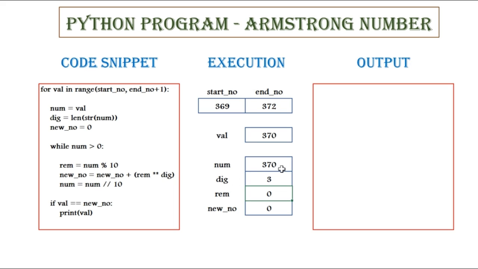And now the value of num will be 37. While 37 greater than 0, that is true. So the value of remainder is now going to be 7, which will get stored here in this remainder variable. Then new number equal to 0 plus 7 power 3, which is 7 into 7 into 7, that is 343. And that 343 is now going to be stored in this new number. So this new number is going to be updated to 343. And the value in num is going to be 3 now.